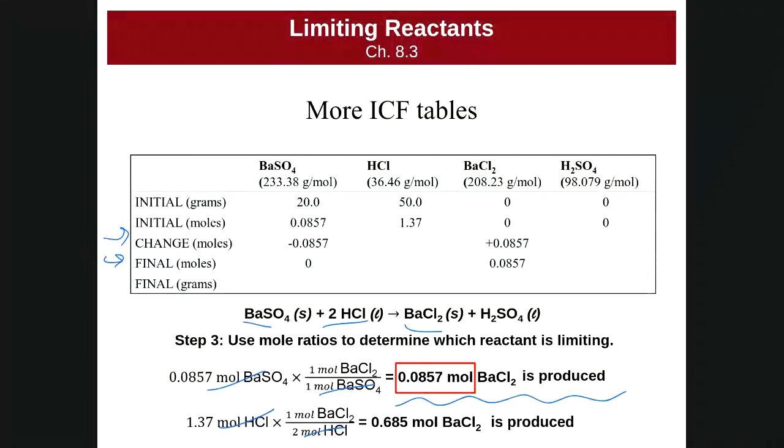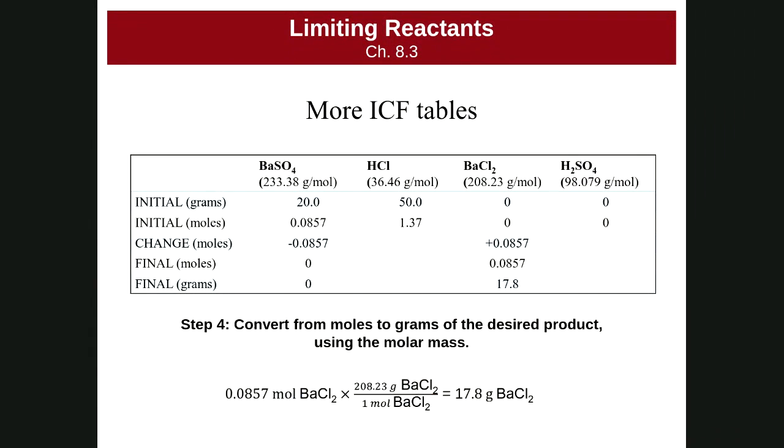So if we want to finish up the problem, we want to convert from moles to grams of our desired product using the molar mass. So we were able to make 0.057 moles of barium chloride, and when we multiply by the molar mass, we can cancel out our moles, and we end up with 17.8 grams of barium chloride and 0 grams of barium sulfate left over because that was our limiting reactant. All right, so how do you feel?